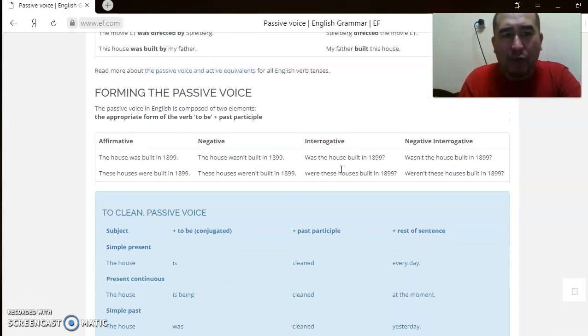Forming the passive voice. The passive voice in English is composed of two elements. So you see that the general formula is to be plus past participle.